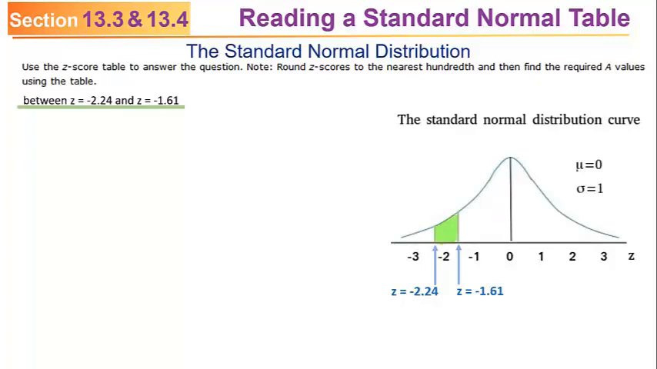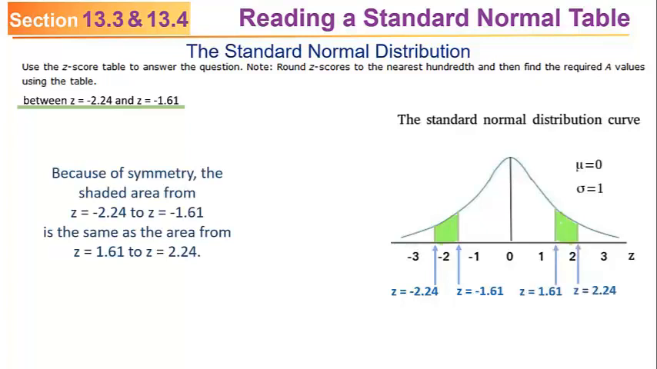But because of symmetry, the area over to the left can be thought of as being the same as the area to the right. So instead of looking for the area between negative 2.24 and negative 1.61, just look for the area between 1.61 and 2.24. And the areas will be the same. And you can see by the symmetry that that's got to be true. And we just talked about how to do that.